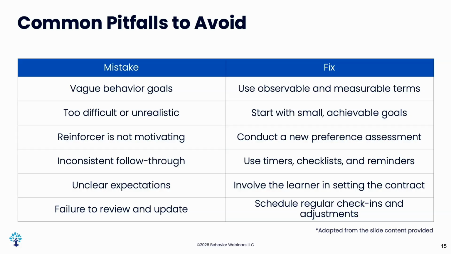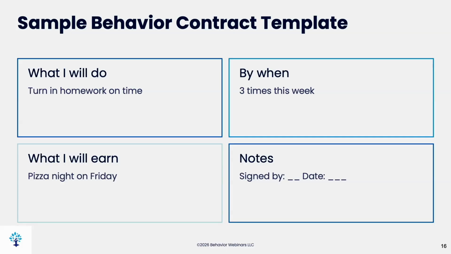The reinforcer is not motivating. You have to conduct a new preference assessment. If you have inconsistent follow-through, you want to use timers, checklists, and reminders. And then unclear expectations. Involve the learner in setting the contract. Make sure they know what you want them to do. And then failure to review or update, you just have to schedule meetings and make sure that you engage in all the stuff that you need to do to check in and make sure it's working.